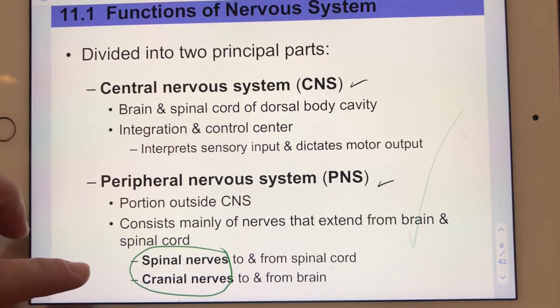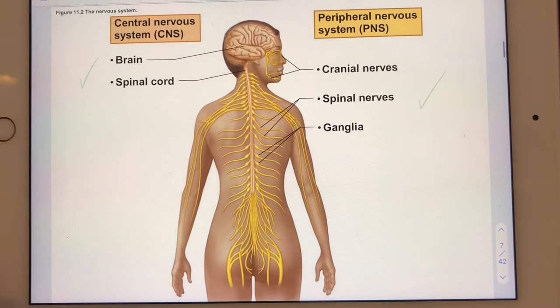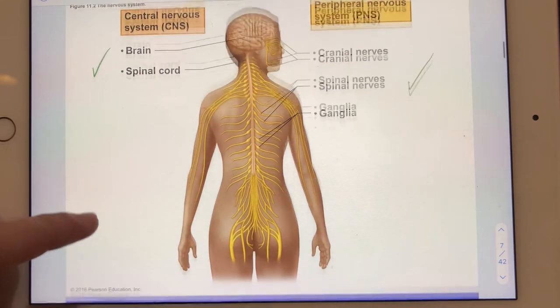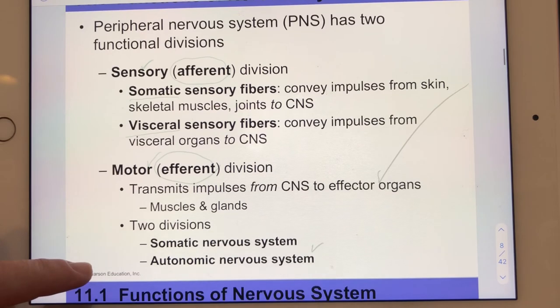Anywho, my point with this slide was we did that already. That's old news. All right, look at the next slide. Do we already know? Yes. Do we already know? Yes. Old news. All right, next slide, eight.